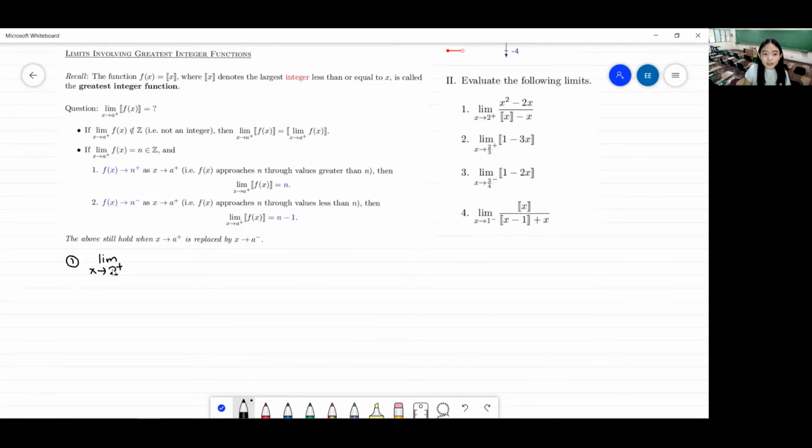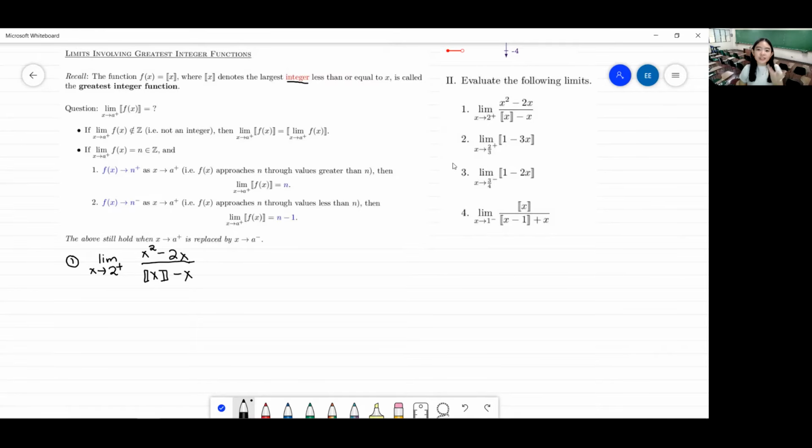So we are to get the limit as x approaches 2 from the right of x squared minus 2x over the GIF of x minus x. Here, we see that our function in fact involves a GIF, with some combination of other functions. Whenever you have a GIF in your limit, my number 1 tip for you is to always remember that it always outputs an integer. So for items 1 to 4 here, those GIFs are only integers. So we have to rewrite them as an integer.